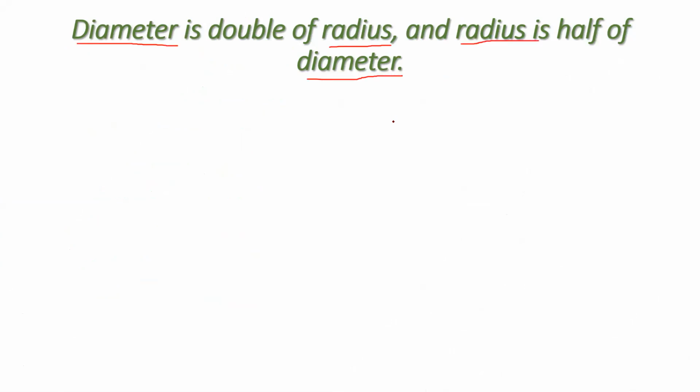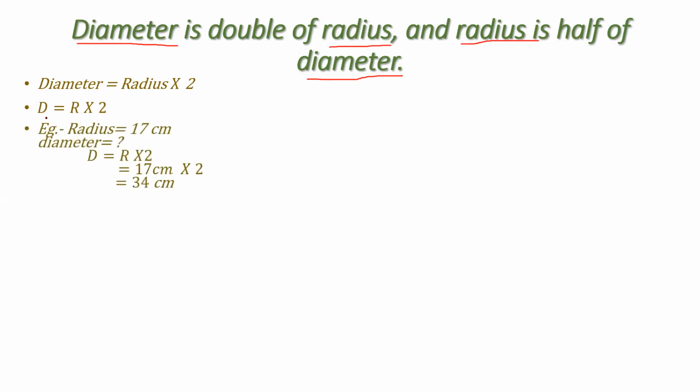How? Let's see. Diameter is double of radius. That means we can write diameter is equal to radius multiplied by 2. In short, we can write d is equal to r multiplied by 2. So if radius is given, we just need to multiply it by 2, or double it, and we will get diameter.